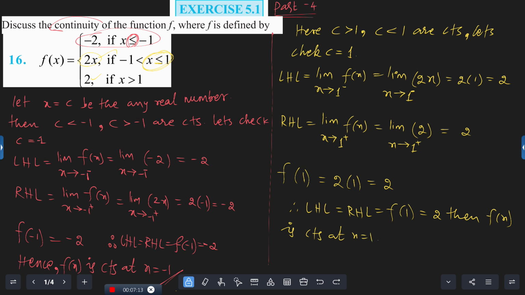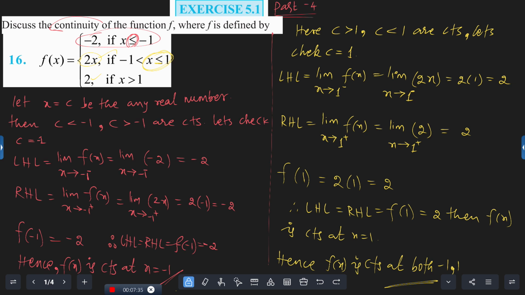That's it. Okay, finally, what do you want to write? Hence, f of x is continuous at both minus 1 and plus 1. Okay, both minus 1 and plus 1. That's it. So this is what you want to do.